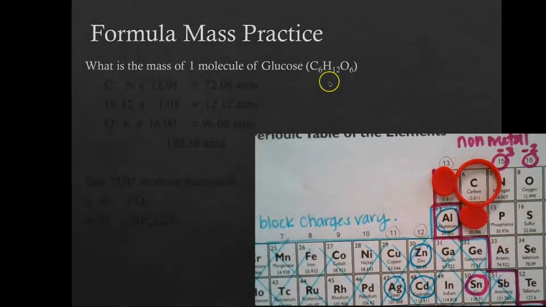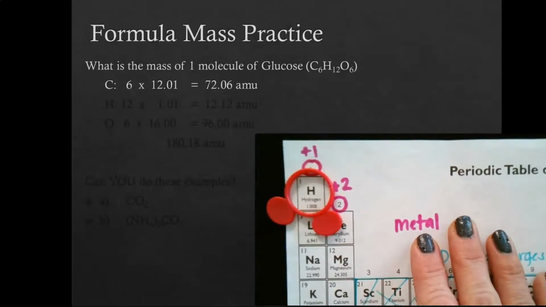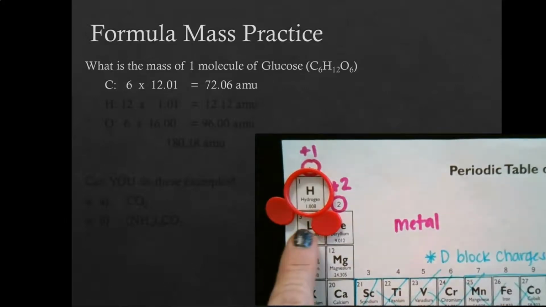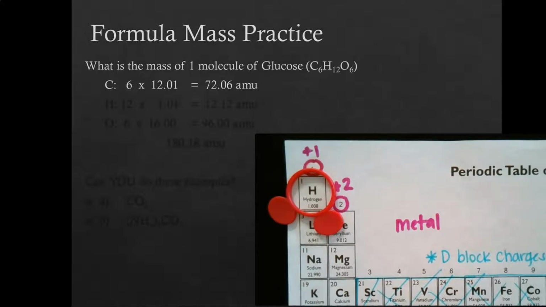12.01, and you can tell from the formula of glucose that there are 6 of those. 6 times 12.01, enter that into your calculator, and you would get 72.06 AMU. Next, we look up hydrogen. And in our formula, we see that there are 12 hydrogens, and we look them up on the periodic table, as we did in the previous problem, and hydrogen is 1.01. I get 12 times 1.01 to give me 12.12 AMU.